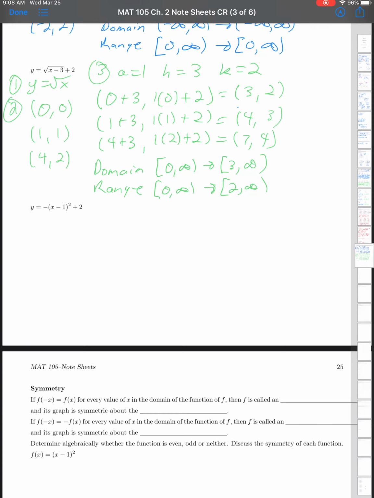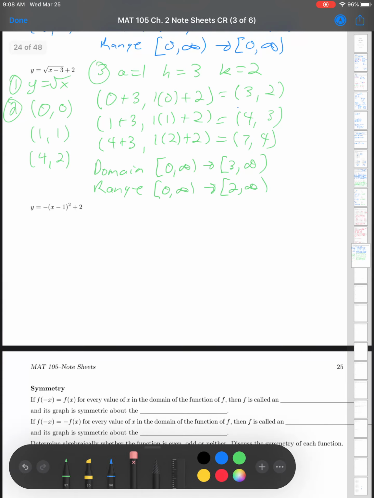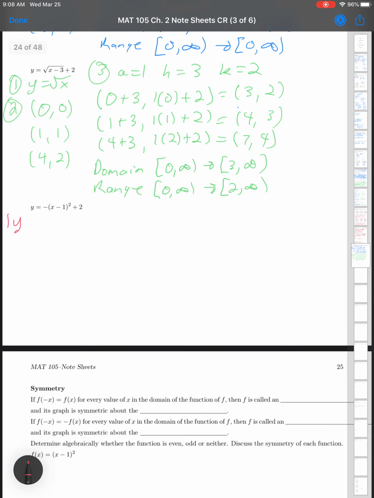And then the last one here is the same idea. Okay, so we start by writing the basic function, which is y equals x squared. So number 1 is y equals x squared. So we could use the same ordered pairs that we used when we did the x squared one on the previous page. So (0, 0), (1, 1), (-2, 4).